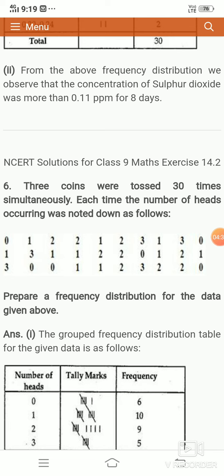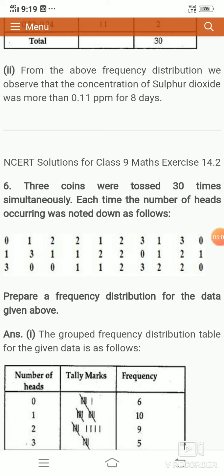No head, so 0. 1 head, so 1. This 1 head means the remaining 2 coins are tails. And 2 heads, finally 3 heads. 3 heads means all 3 coins are heads. 2 heads means 2 heads and 1 coin is tail, right? Prepare a frequency distribution for the data given above.